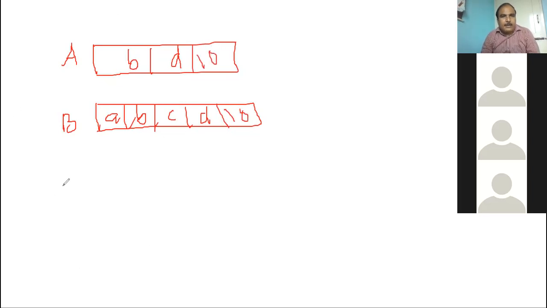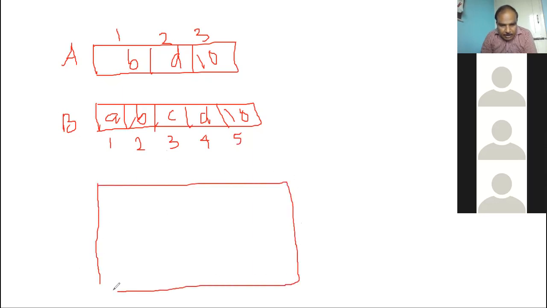Now I'll give the indices. The index for this string is 1, 2, 3, and for the B string it is 1, 2, 3. Please observe the indices. In the earlier recursive approach, the indices start with 0, but in dynamic programming for a string, it starts with 1. You may ask why it is so; I'll tell you with an example.